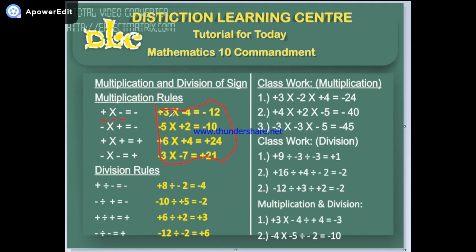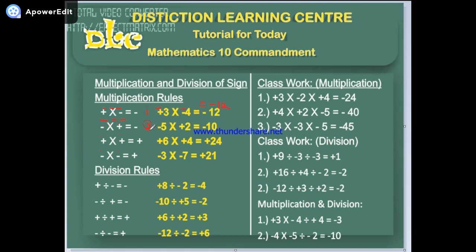Now, the first one here is what we call what? Plus 3 times minus 4. Now, since plus times minus is equal to minus, the first thing we are going to do here is to say plus times minus, that is this plus times this minus, will give you what? It will give us minus. And 3 times 4 is what? 12. So that means our answer here will be minus 12.